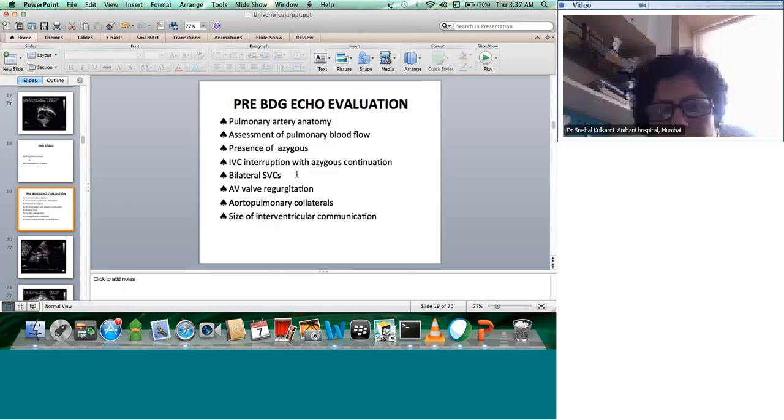So all the SVC flow and most of the IVC flow, except the hepatic venous blood flow, will go into the SVC while doing a bidirectional Glenn. Whether you have a single SVC or two SVCs, bilateral SVCs, what is the level of AV valve regurgitation, and whether that needs to be addressed while you do a bidirectional Glenn. Are there any additional aortopulmonary collaterals, whether they need to be embolized?